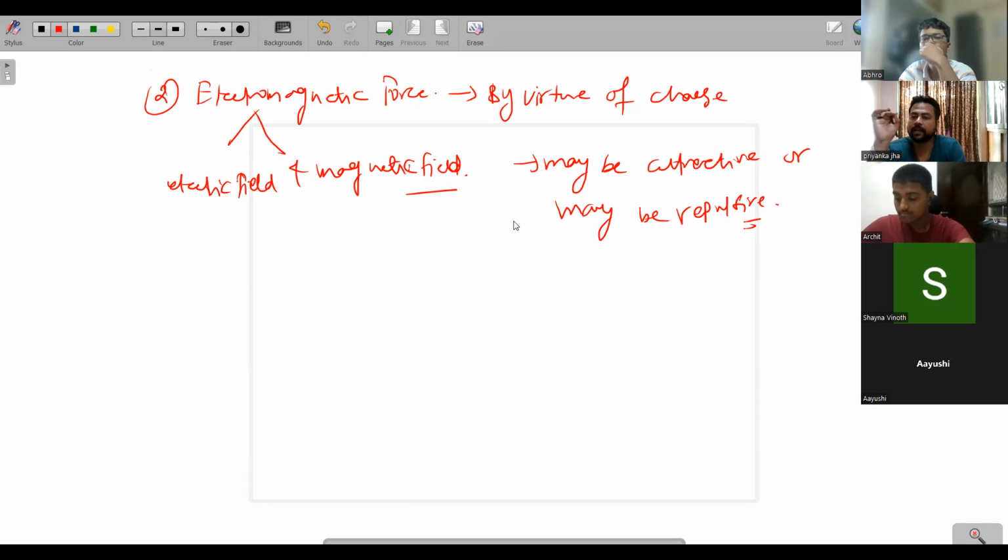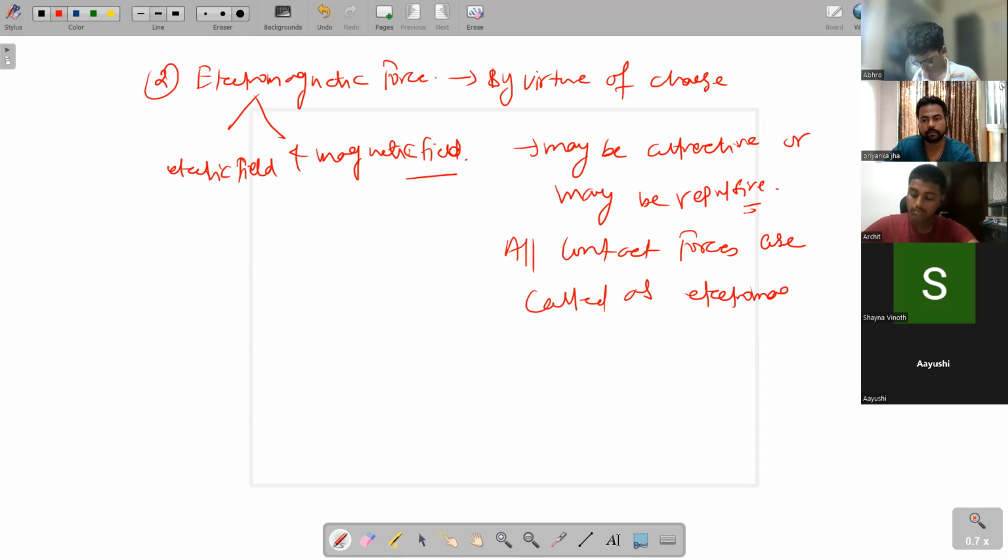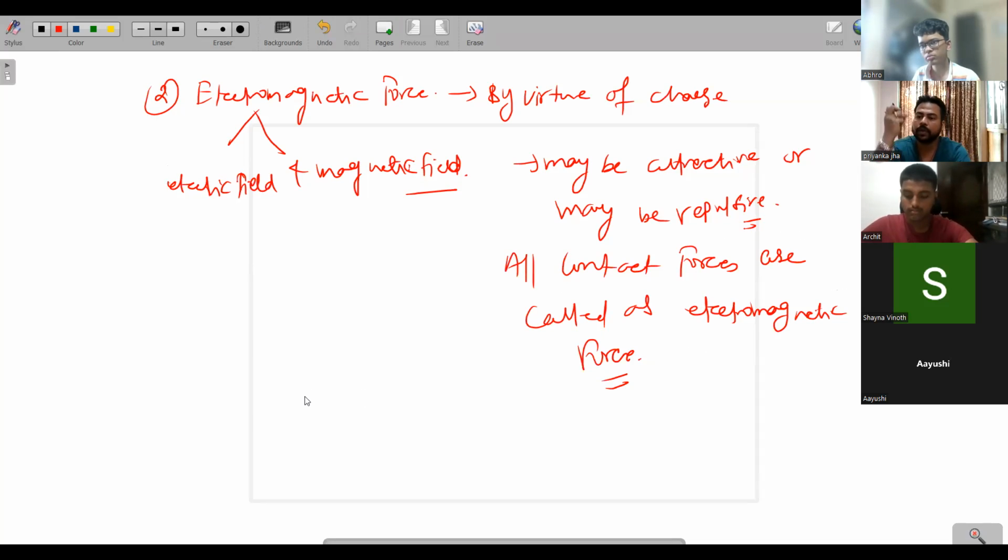So see, all contact forces fall in this category. All contact forces are called electromagnetic force. We'll talk about more. Contact force means when objects are in touch with each other.